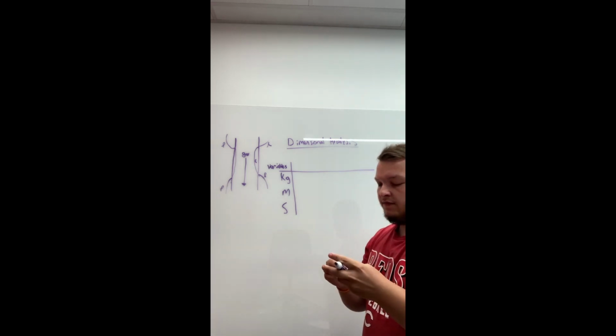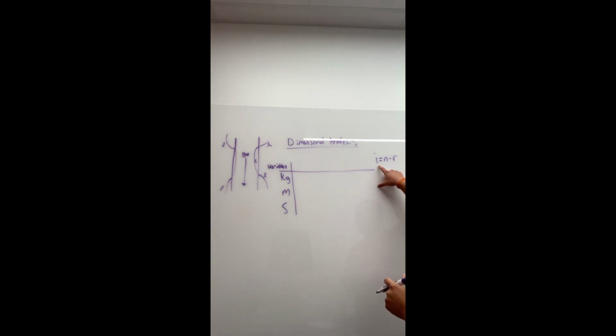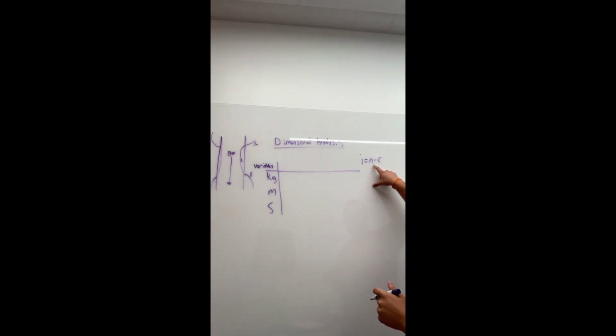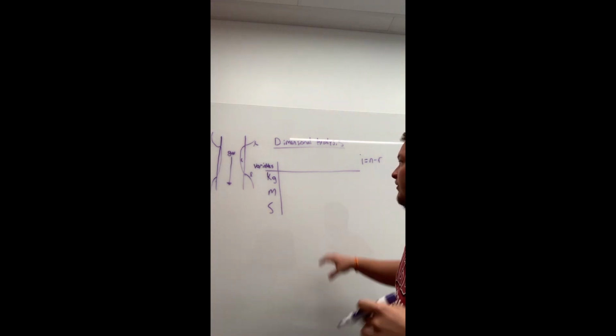What we're really looking for is I is equal to n minus r. This is the number of dimensionless numbers that we need. N is the number of variables we'll have, and r is the rank. And to be able to find r, we need to define our variables.